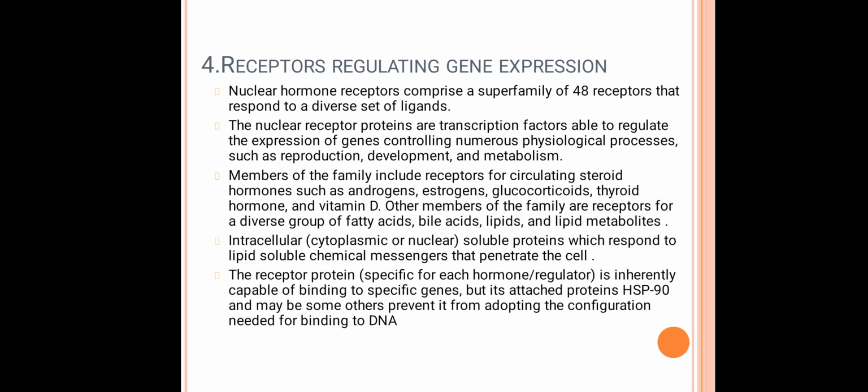So now let us move on to the next type of receptor, that is the receptors regulating gene expression. Nuclear hormone receptors comprise a superfamily of about 48 receptors, and these receptors are mainly helpful in functions such as reproduction, development and metabolism. The ligands that bind to them include androgens, estrogens, progesterones, glucocorticoids, thyroid hormones, vitamin D, bile acids and lipids.